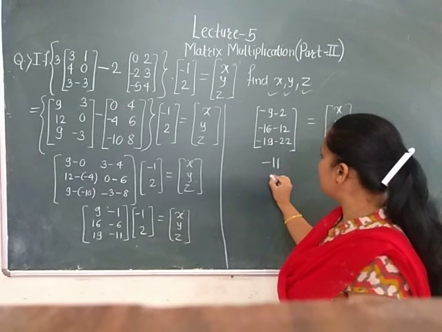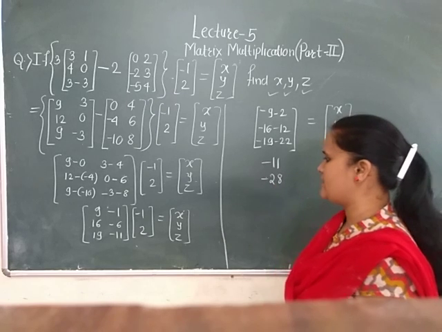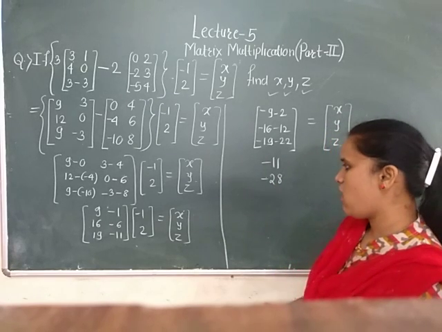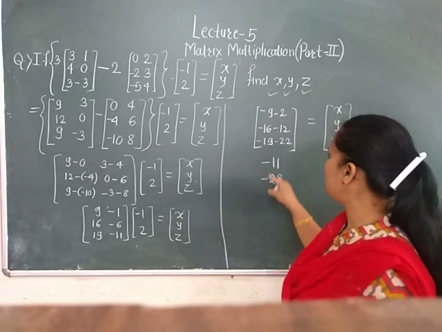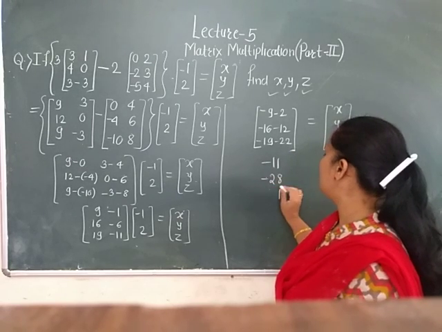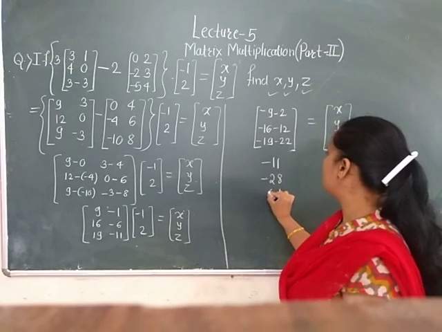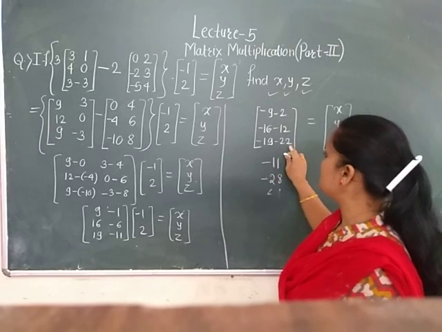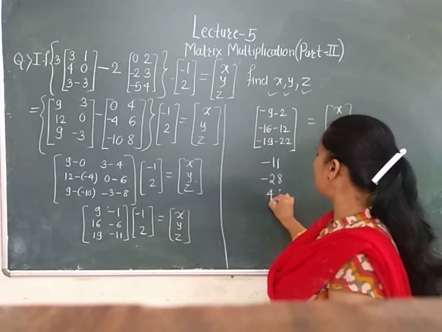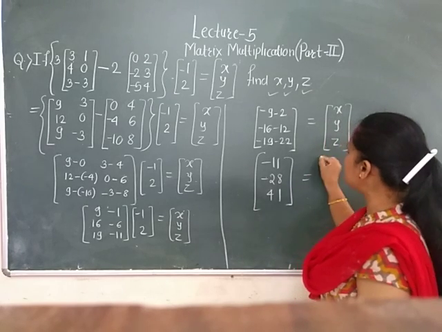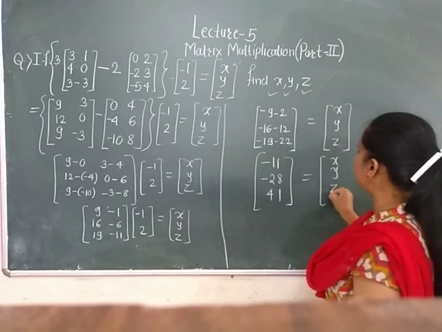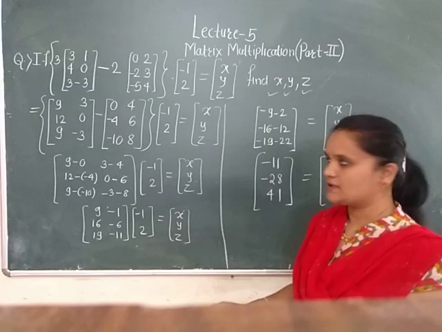Minus 11. This is minus 28. Okay. Then this is 1 and 22. This is 11 and this is 41 matrix. So it is x, y, z. In this way we got the answer here.